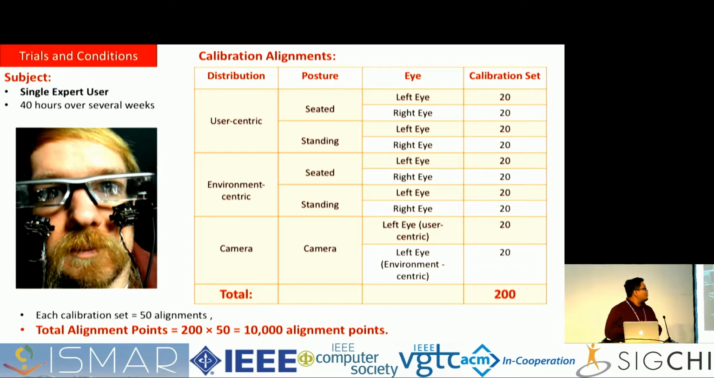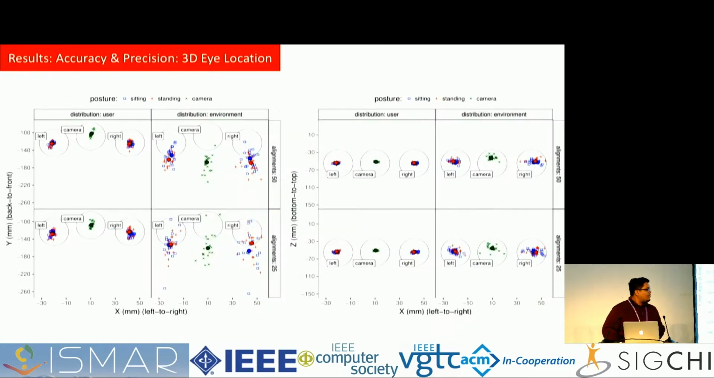And it also took over 40 hours and over several weeks to collect all the 10,000 alignment points. Recruiting participants for that amount of time is very difficult. So this is actually the overall result of our study.